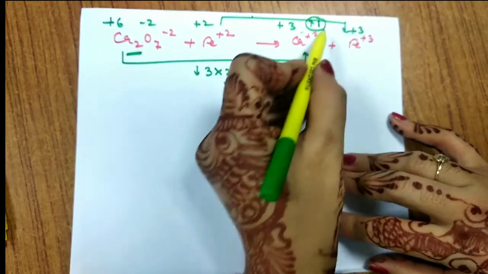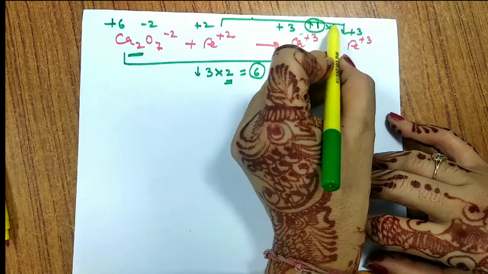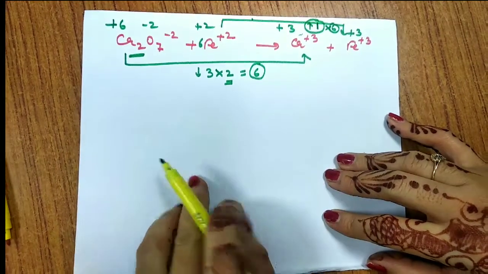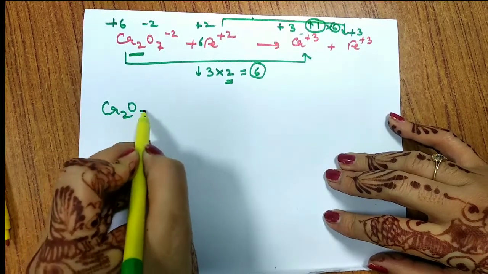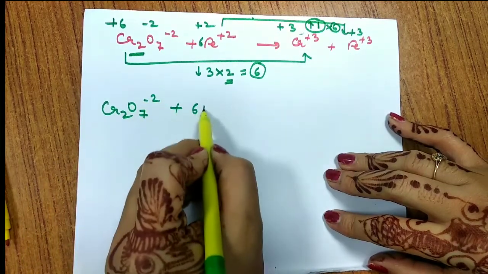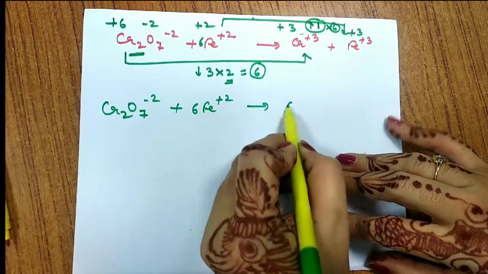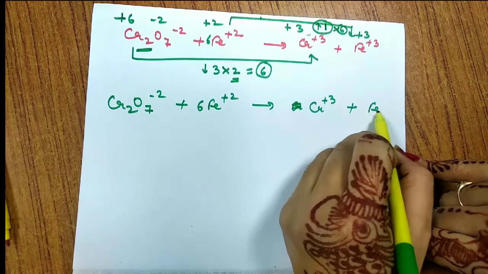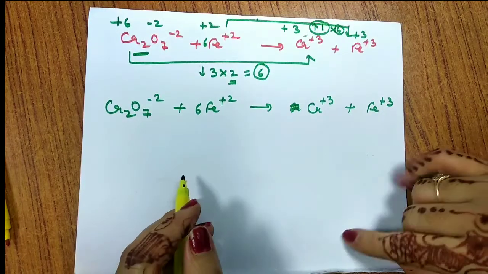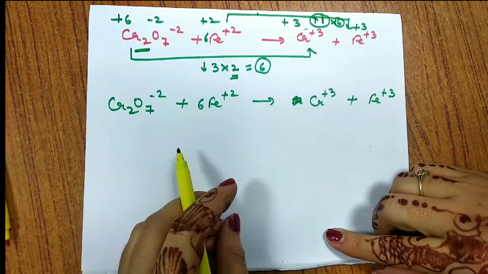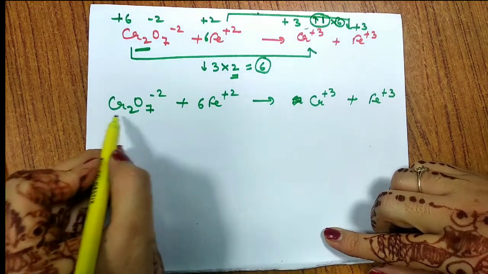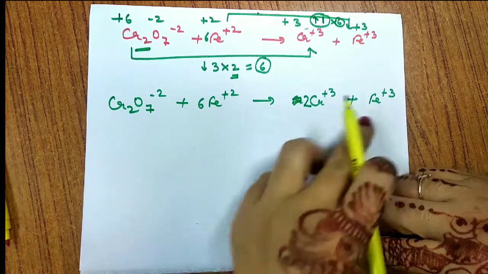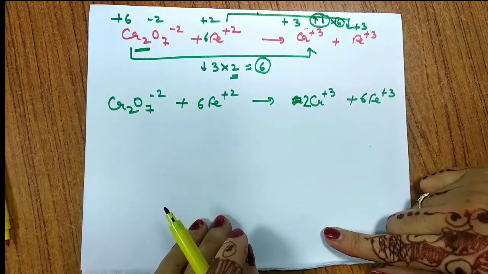Next step is to equate these two. So I need to equate, multiply with 6. That means 6 I'll multiply over here. And I'm writing this equation again so that there will be no confusion. 6 Fe2+ plus Cr2O7 2- gives us Cr3+ plus Fe3+. Now the next step is to balance atoms other than O and H. So I have 2 chromium. Let me write 2 chromium here. Leaving O, I have 6 iron. I'll write 6 iron over here.